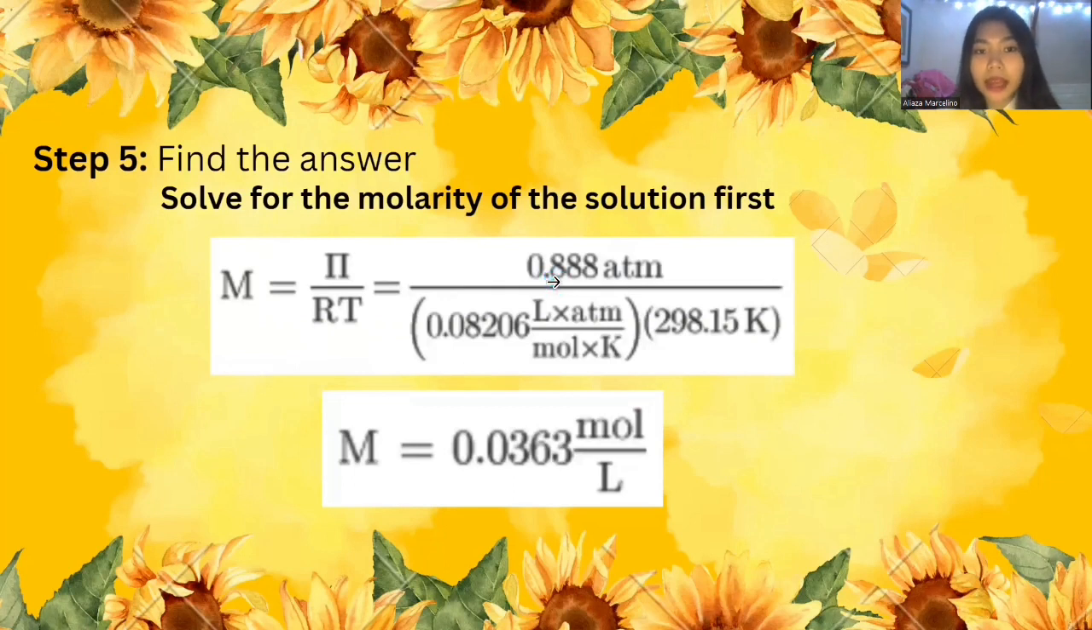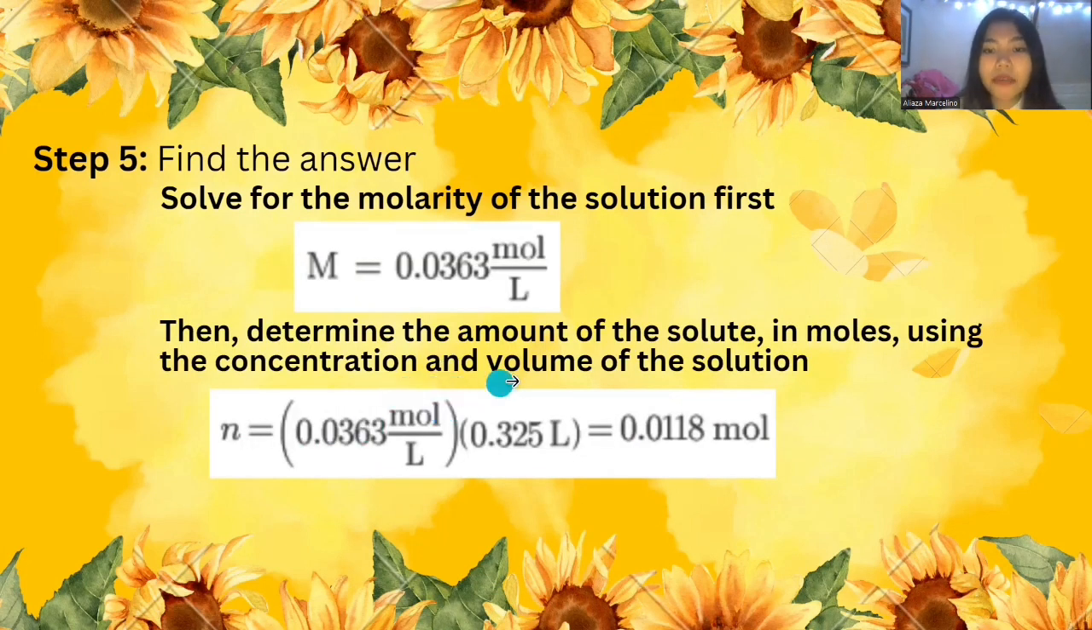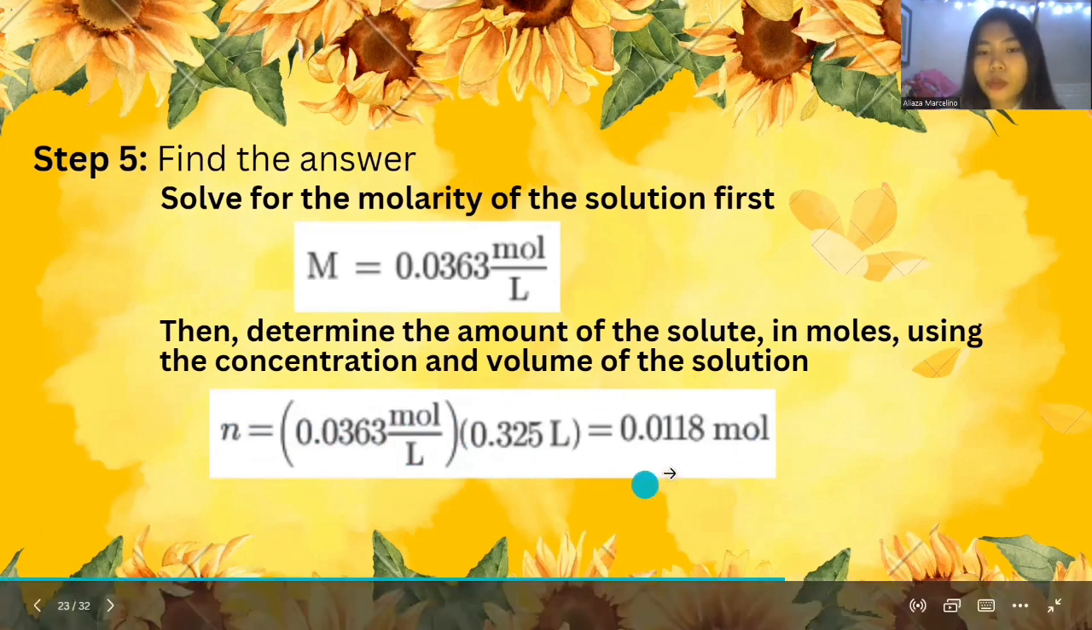Next is step 5. We solved for the molarity of the solution earlier, kaya here's the final answer. Our answer is 0.0363 mole over L. After that, let's determine the amount of the solute in moles using the concentration and volume of the solution. So, n equals 0.0363 mole over L multiplied by 0.325 L equals 0.0118 mole.